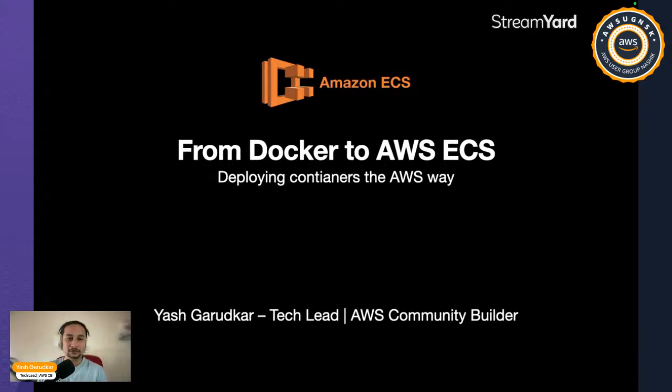So today we are going to look at Docker with AWS ECS, which relates to deploying containers on AWS. ECS is Elastic Container Service, which basically means you can create your Dockerized applications and get them deployed on AWS.